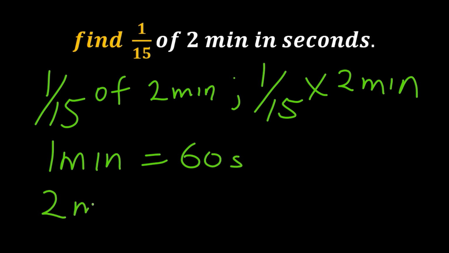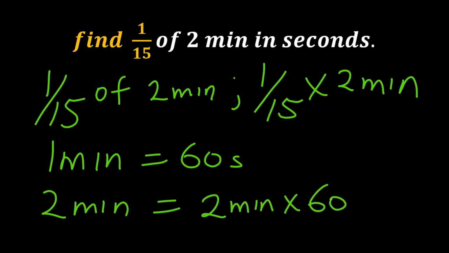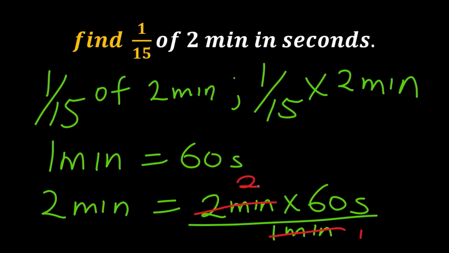Therefore, 2 minutes will be equal to 2 minutes times 60 seconds, all divided by 1 minute. Simplifying, 1 minute divided by 1 minute, we are left with 1, and 2 minutes divided by 1 minute, we are left with 2. 2 times 60 seconds is equal to 120 seconds.